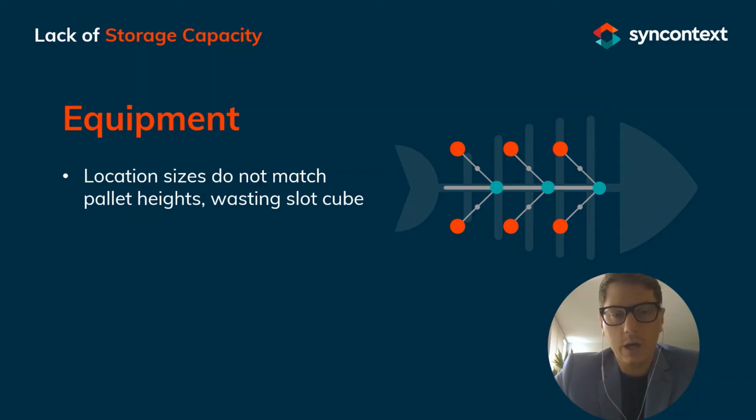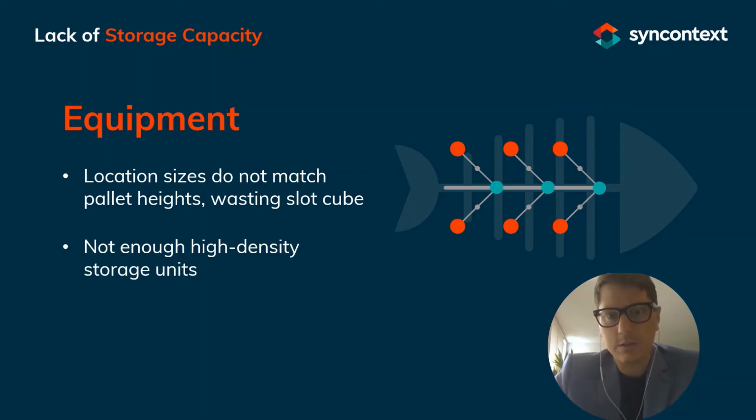Number two, not enough high density storage units. For slow moving items, high density is critical. Again, not just for minimizing selection travel, but also when it comes to freeing up space by keeping these items in as little of a footprint as possible. This is especially critical in operations where capacity is at a premium.